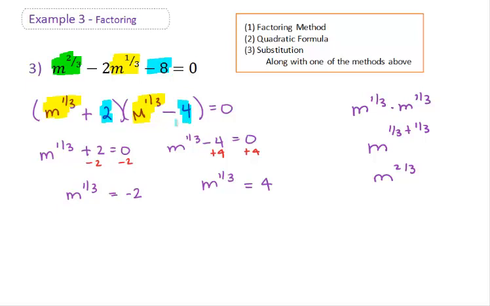Set each set of parentheses equal to 0. And then the same last step if we would have used the quadratic formula. We need to get rid of the 1/3, so we take that to the 3rd power. And it gives you the same solutions. M is equal to -8 and 64.